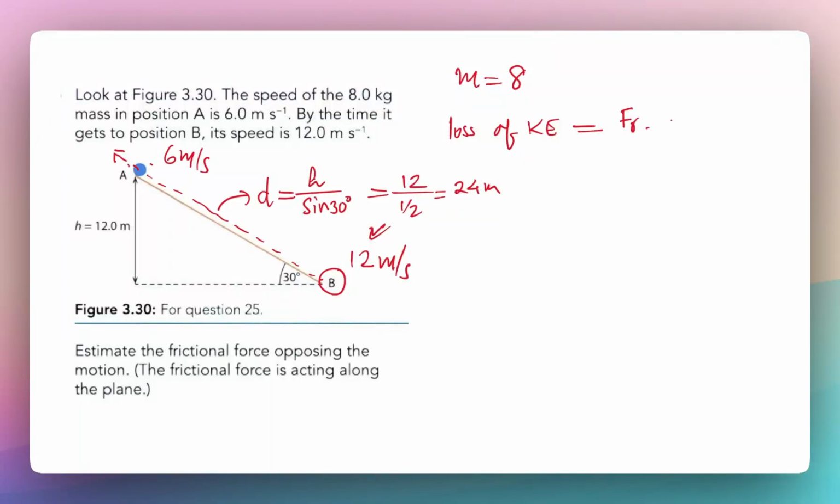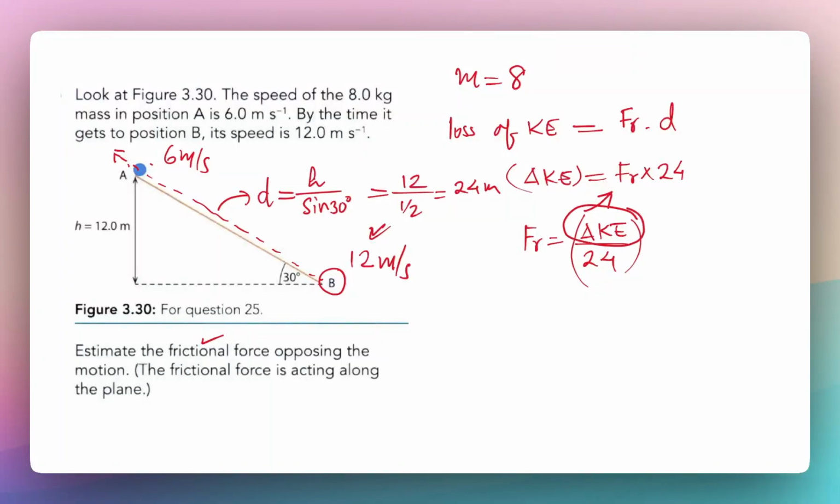So we are going to put this D, and this is our friction force doing the work over 24 meters, and that will be the loss of kinetic energy. So now in order to find this friction force, that is what it is asking us to find, the Fr is going to be the loss in kinetic energy divided by 24. Okay, so now this problem is partially solved, but we need to find how much is the loss in the kinetic energy. Okay, so how do we find that?